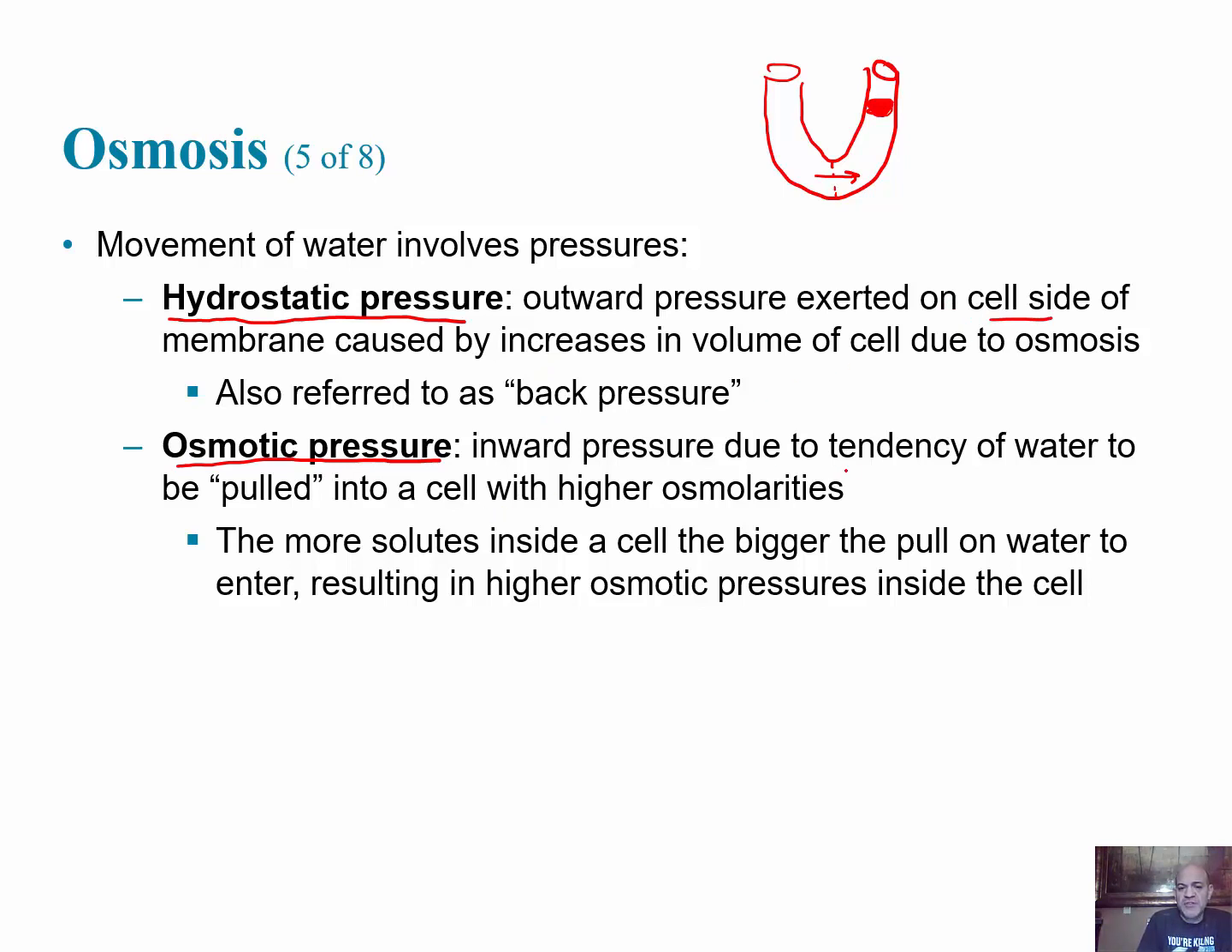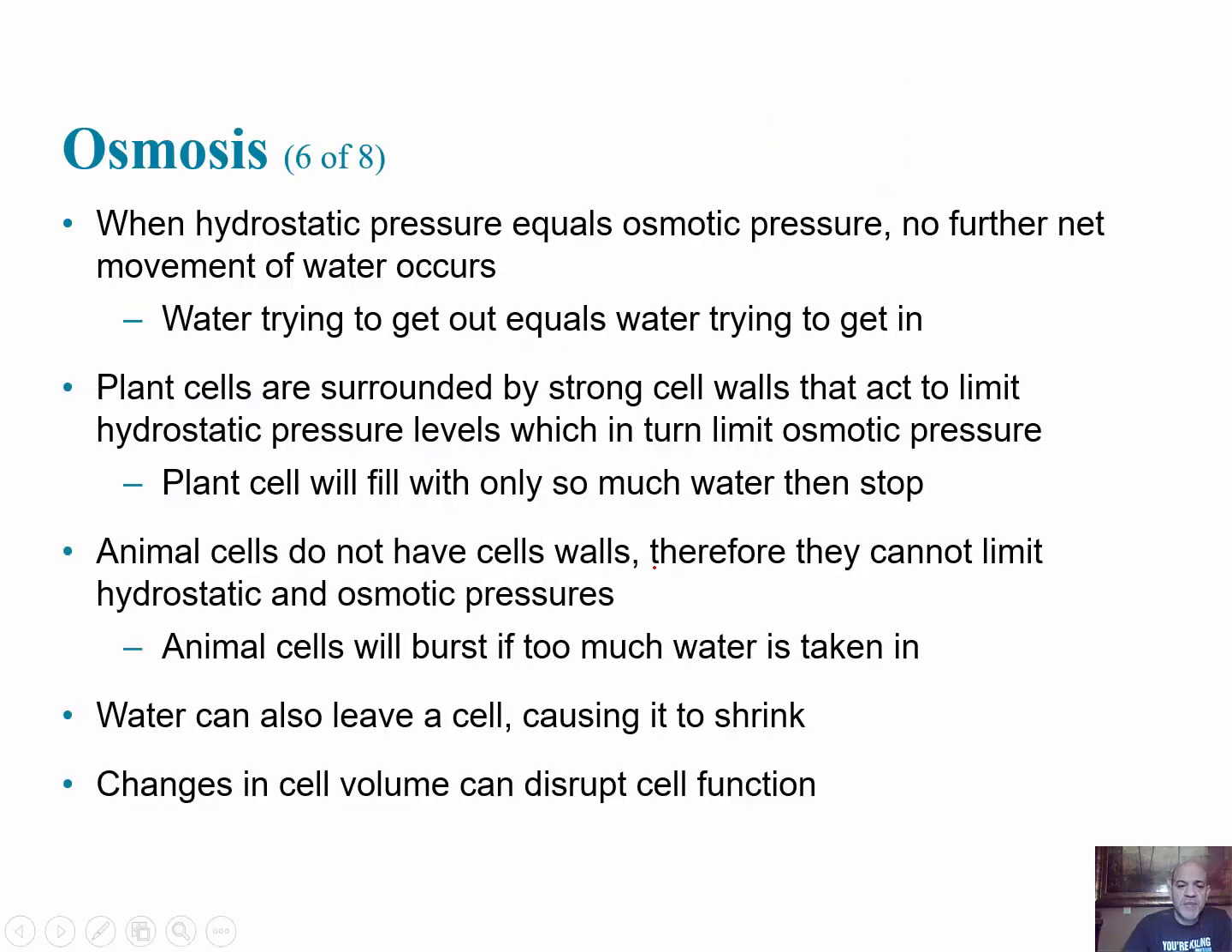And then the osmotic pressure is the inward pressure due to the tendency of water to be pulled into that cell when the cell has higher osmolarity, or solute concentration. So the more solute inside the cell, the bigger the pull of the water to enter the cell. And this can result in a higher osmotic pressure inside the cell. So again, this would occur until the two are balanced.